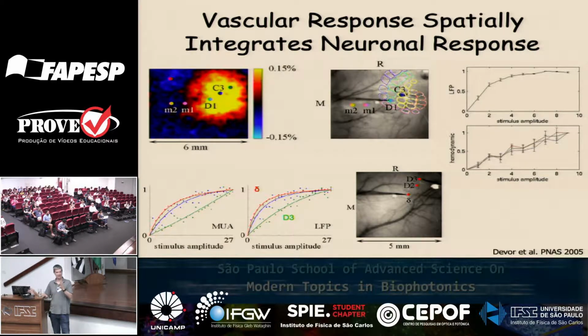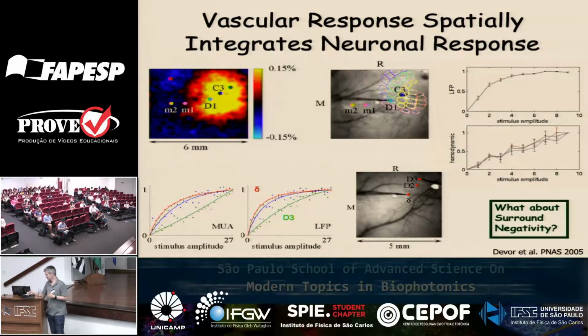So this is telling us something about the spatial length scales that the hemodynamic response is sensitive to versus the electrophysiological responses, right? These electrodes are measuring maybe the neural activity in, say, a 100 micron area, whereas that vascular response is really integrating it over hundreds of microns, right? So we have to keep in mind that hemodynamics not only has a different temporal response, but it also has a different spatial response.